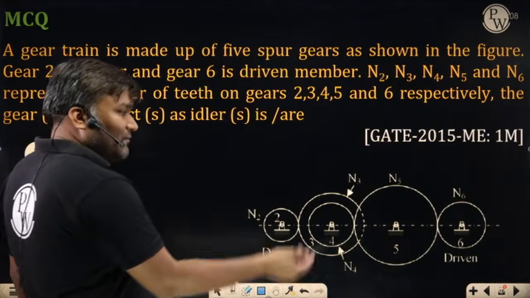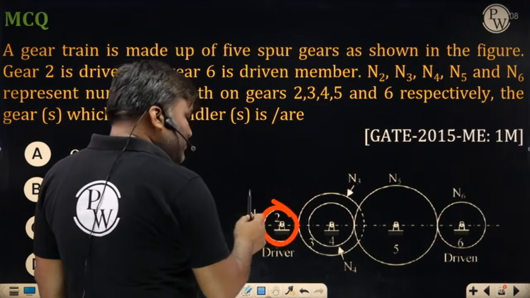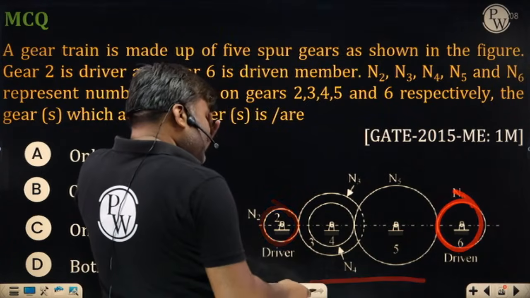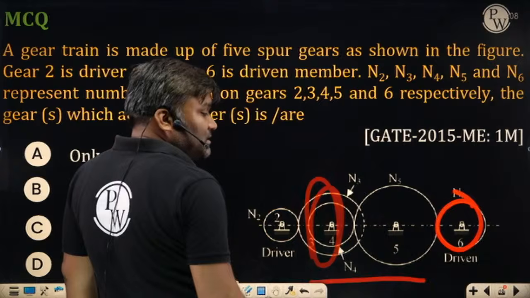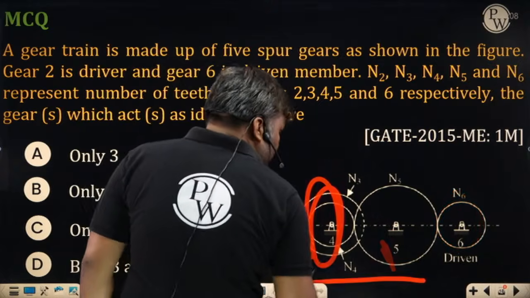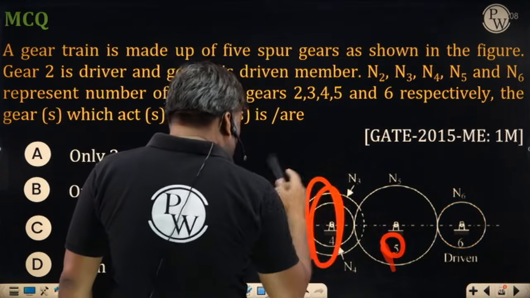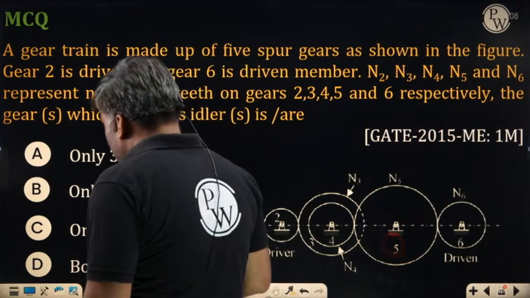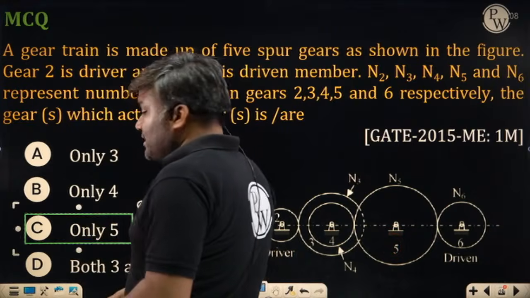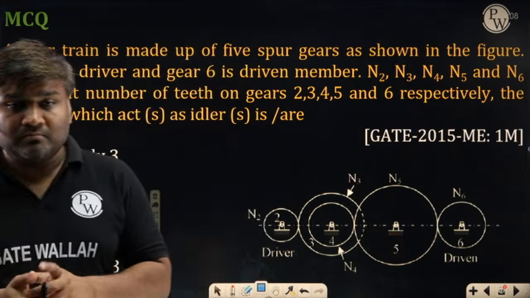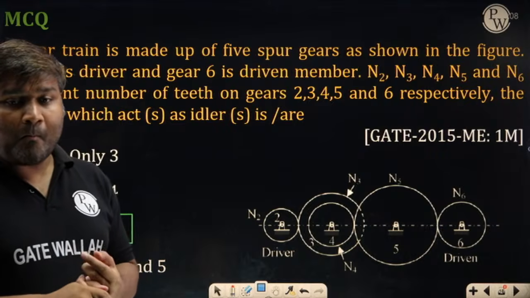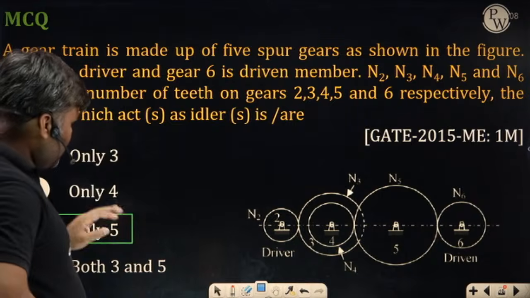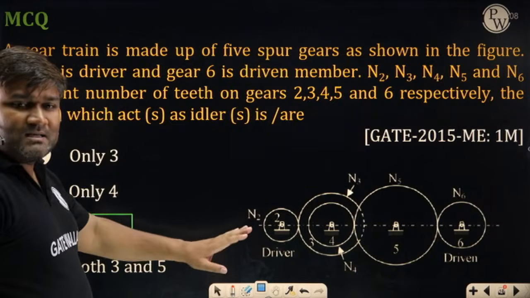Sir, if I write the velocity ratio formula, input will participate, output will participate. On the intermediate shaft, only compound gears will participate. This will not participate: 5. Something you are calling 5, it is not participating. So can I directly, without writing anything, say only 5 is your idler? बताइए बेटा. Can I simply say gear 5 is going to be acting as idler?